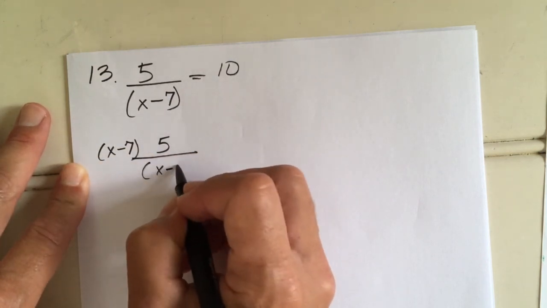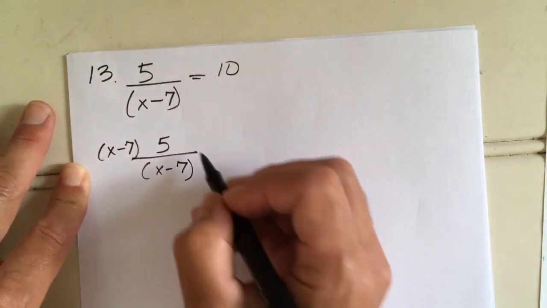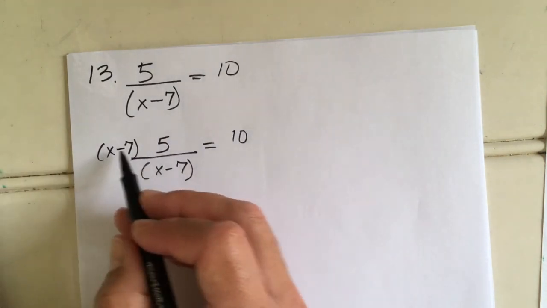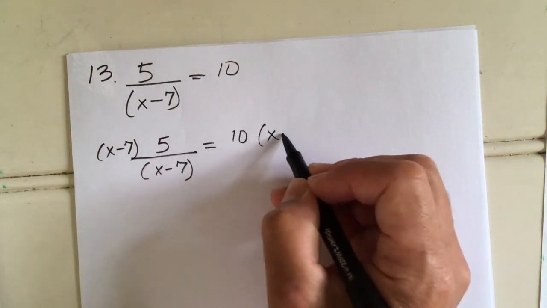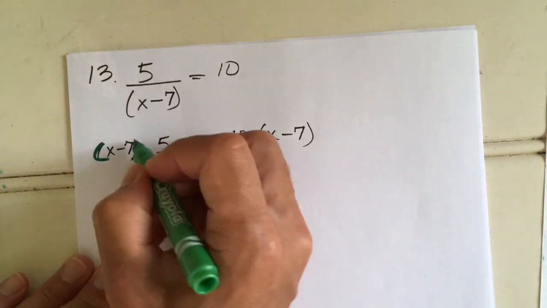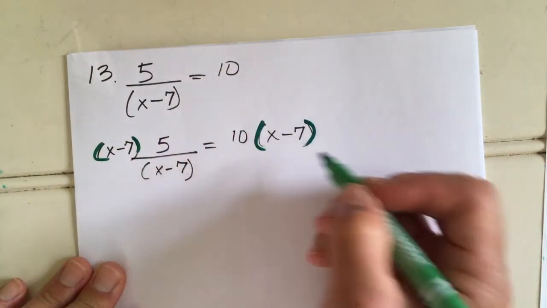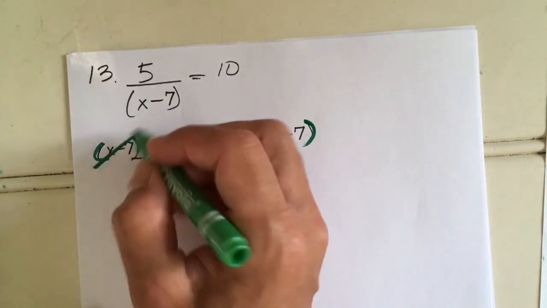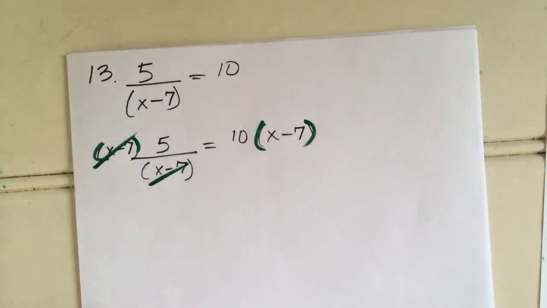Let me rewrite. I could have written it up there, I was just running out of room. So I'm going to write multiply both sides by x minus 7 like this. Let me get my green marker just to show you what I mean. So I'm multiplying both sides by this, right? That's all I'm doing. Okay, so over here then I can go ahead and cancel these two x minus 7s and simplify, right?